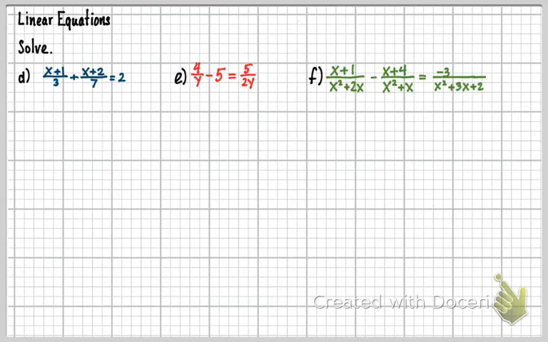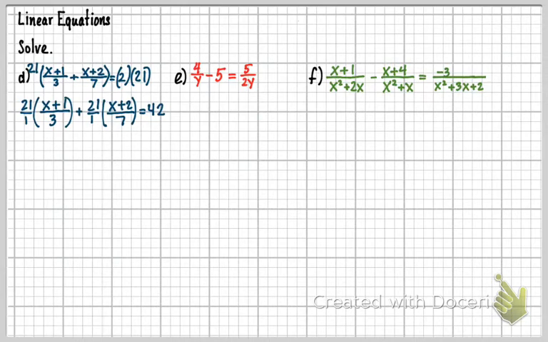And what I'm going to do with that LCD is multiply both sides by that LCD, which is 21. So this side I'm going to multiply by 21, and this side here I'm also going to multiply by 21. So that's how I'm going to start this problem. Now notice how this works. This 21 and this 3 simplify. So 3 goes into 3 once, 3 goes into 21 7 times. So really what I have here is 7 times x plus 1 now, because the bottom canceled.